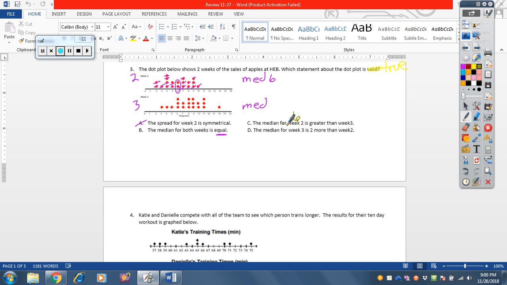And D says the median for week 3 is 2 more than week 2. So week 2 is 6. We want 2 more than 6. Is the median for week 3 equal to 8? You're going to have to decide. Hit pause, take the time to figure that out.